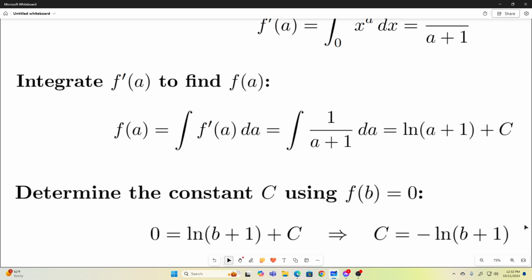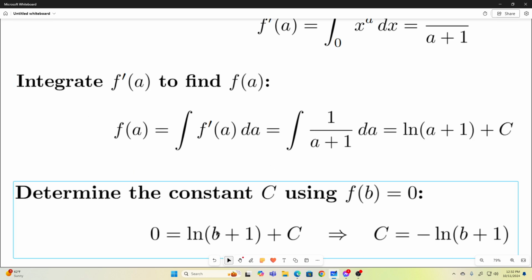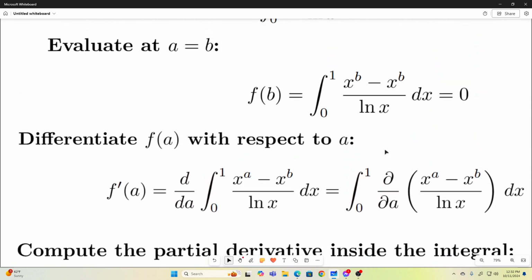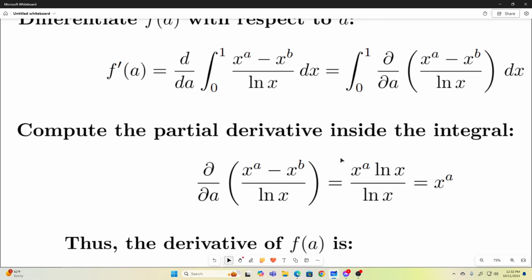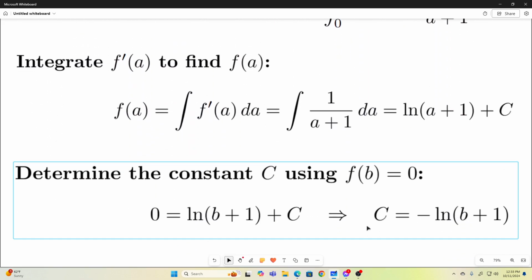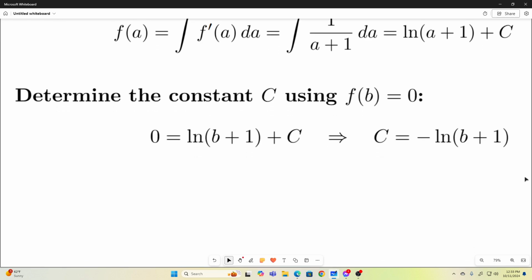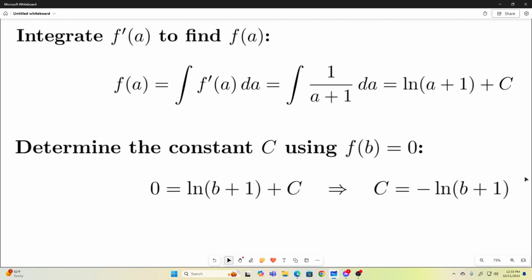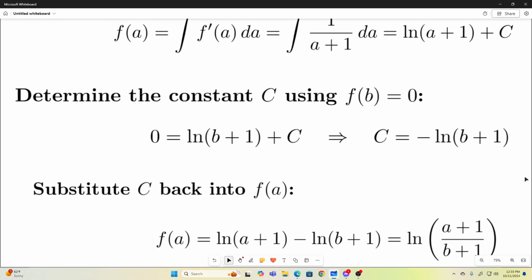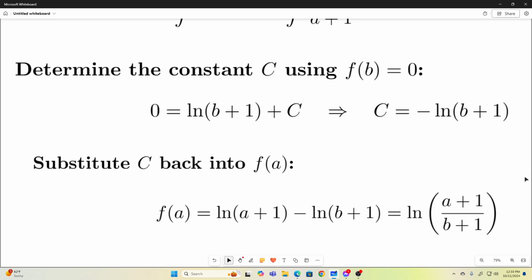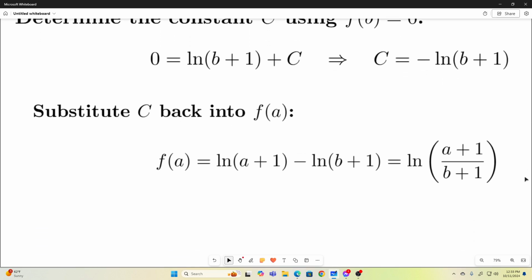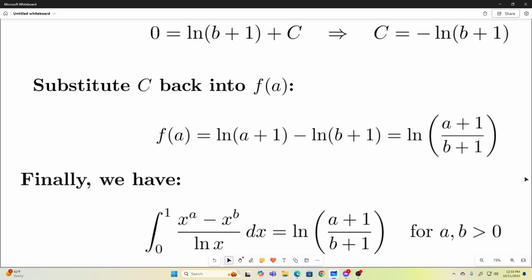We know that, don't forget, if we evaluate f at b, we get 0. Remember that from up here. So we evaluate that at the point b, and we find that 0 is equal to natural log of b plus 1 plus c, implying that c is equal to negative natural log of b plus 1. So substituting that back in for our c, we get that f of a is simply equal to the natural log of a plus 1 over b plus 1. So finally, we have our formula.